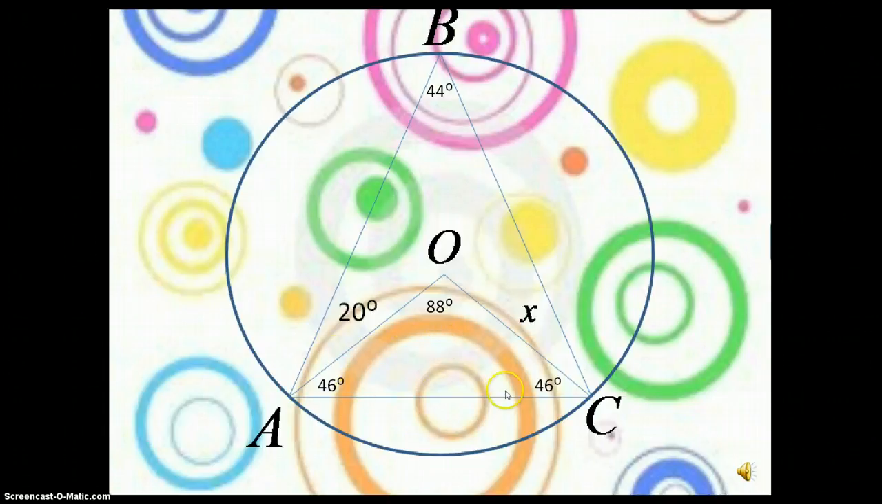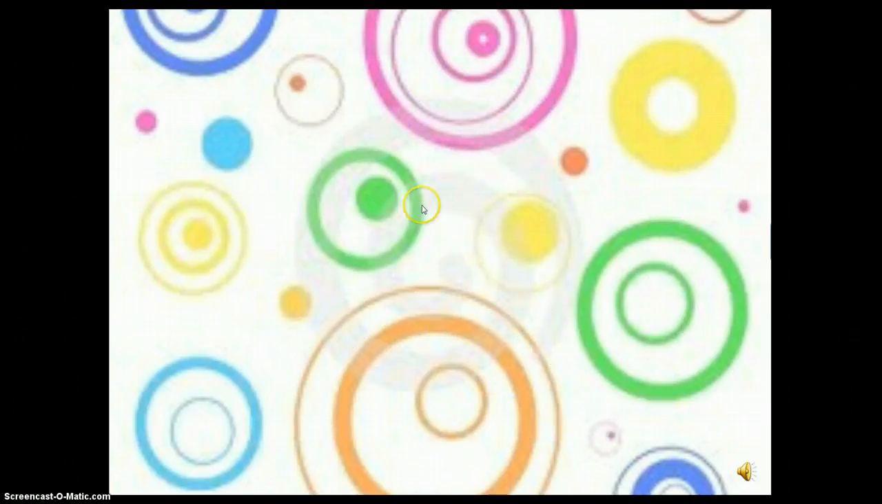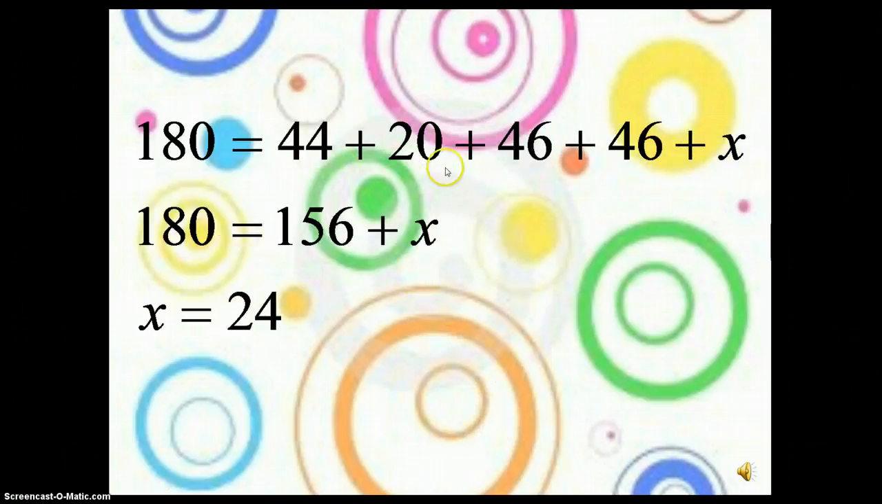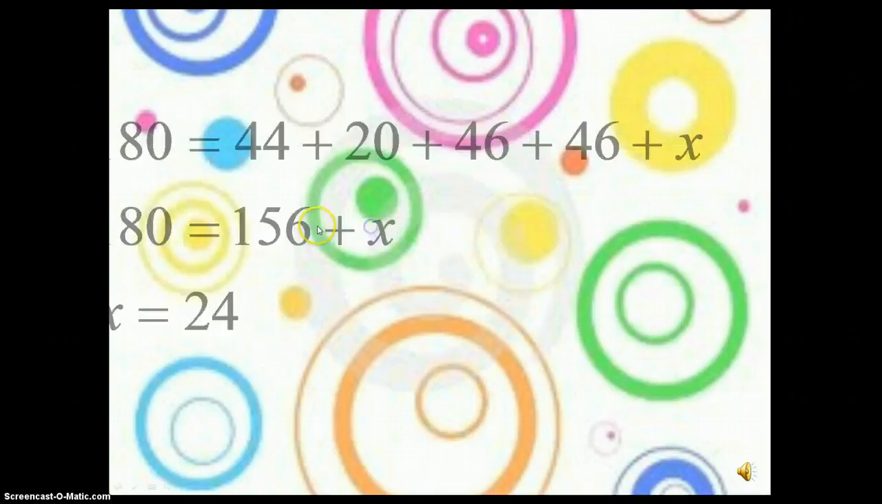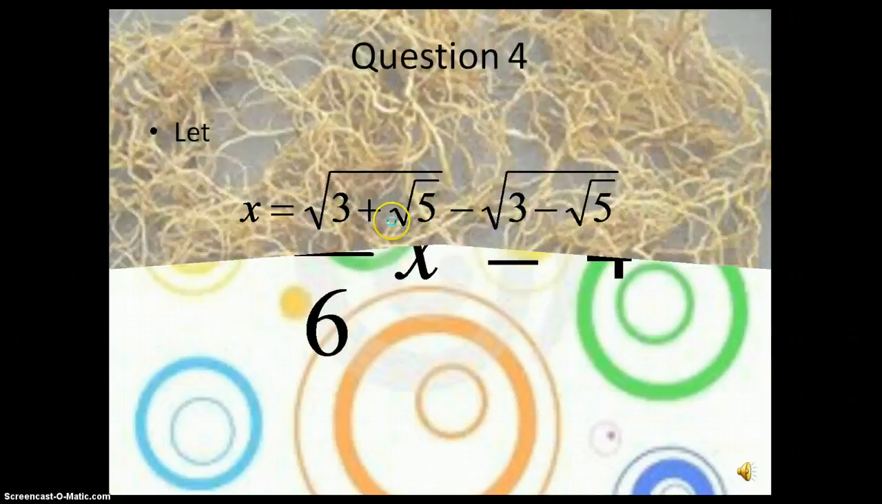Now all we need to do is add up all the inside angles, take it away from 180 because we've got another triangle here, ABC, and then if we take those angles away from 180, we'll be left with x. So we've got 180 equals 44 plus 20 plus 46 plus 46 plus x. If we add these up together, we've got 156, so 180 equals 156 plus x. Take the 156 from each side, so we've got x equals 24. But we need to remember that we weren't asked for just x, we were asked for 1/6 of x. So if we divide 24 by 6, we're left with 4.